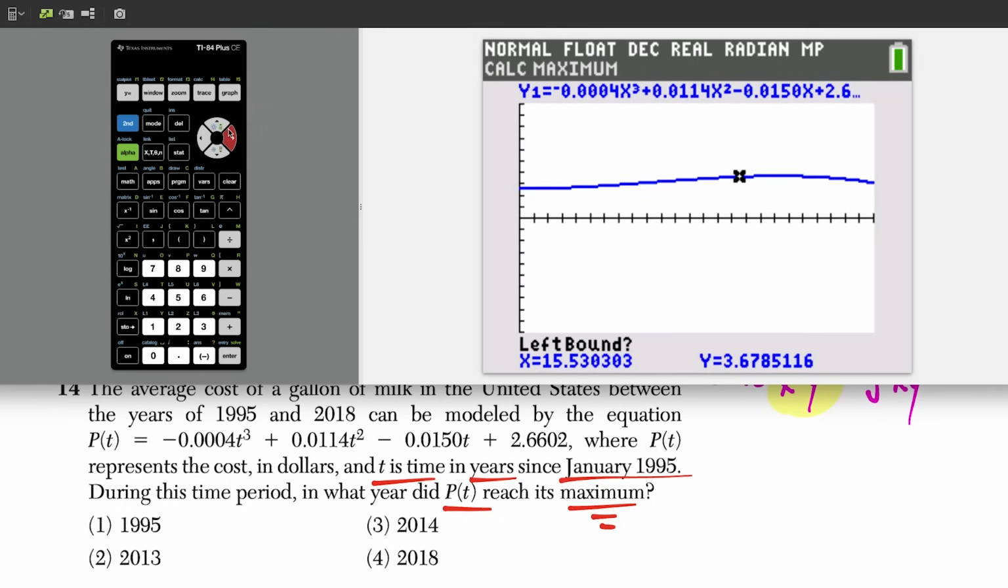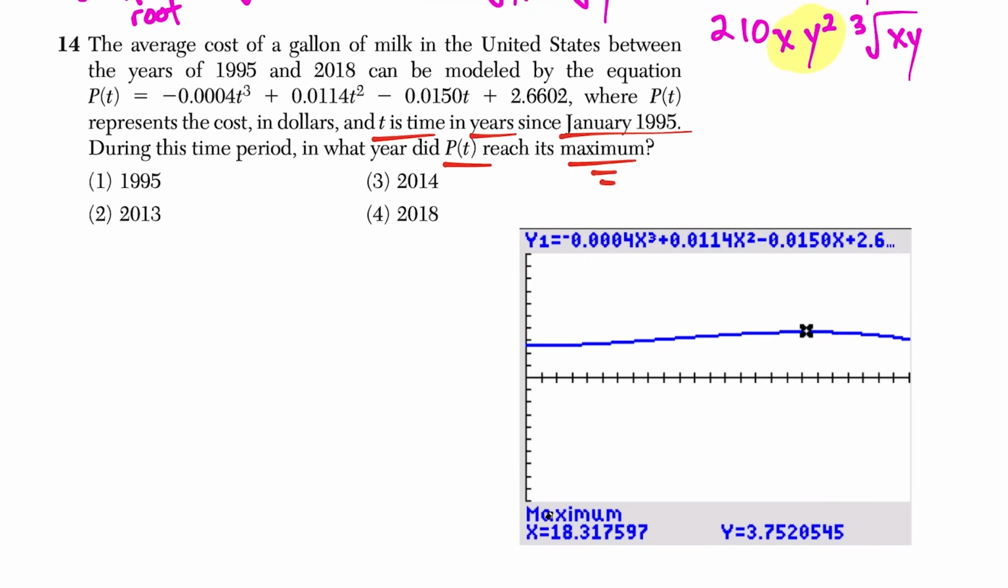Notice my y values are going up, and I press enter once before the hill, and then I go after the hill when my values start to drop, and I press enter a second time and a third time, and here's our maximum. So the maximum will occur when x equals 18.3 if I round to the nearest tenth.